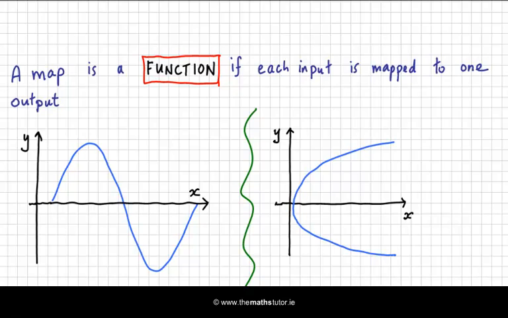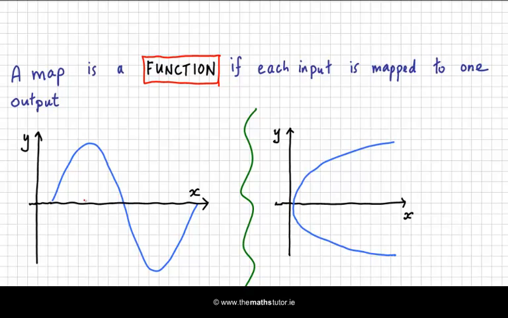So here you see two graphs. On the left we have the graph which is a function, and on the right we have a graph of a map which is not a function. So why is the one on the left a function? Okay, a map is a function if each input is mapped to one output.